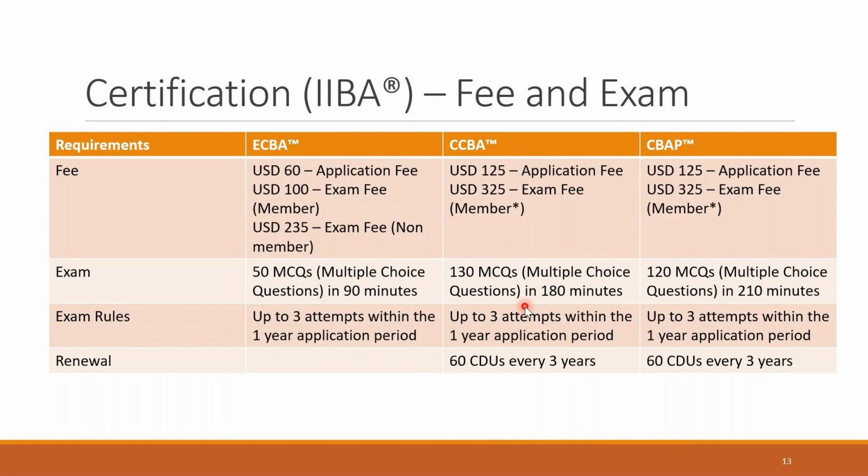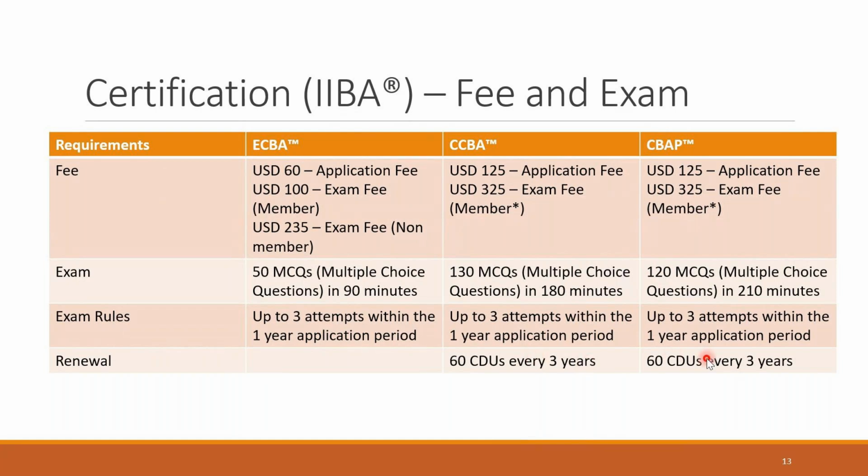For CCBA, you will be given 130 multiple choice questions to complete within 180 minutes, that is 3 hours. And for CBAP, there will be 120 multiple choice questions to finish within 210 minutes, that is 3.5 hours. Now ECBA does not have any renewal criteria. That means once you get the certificate, you don't have to renew it. But for CCBA and CBAP, you have to renew the certificates every 3 years.